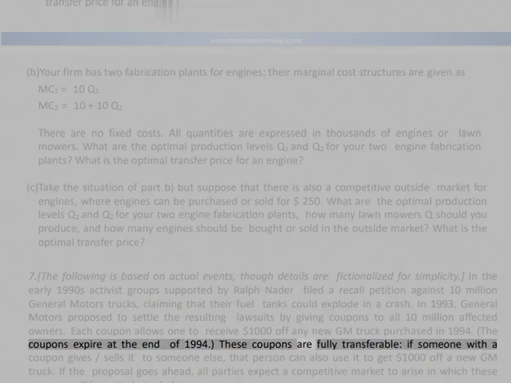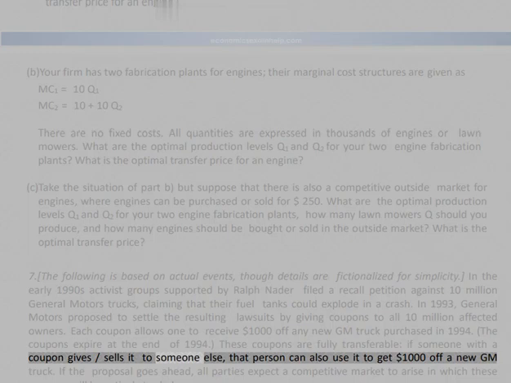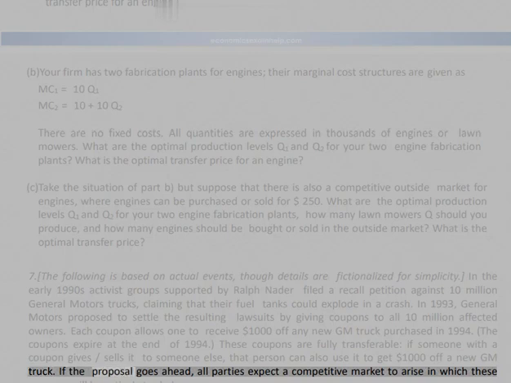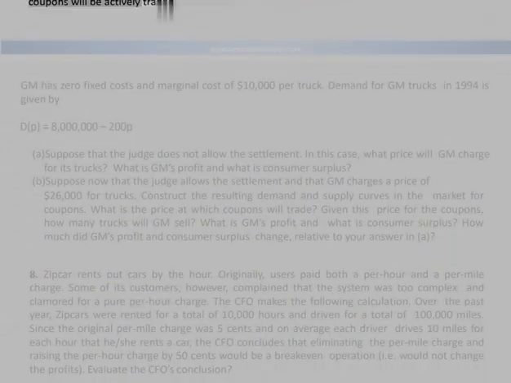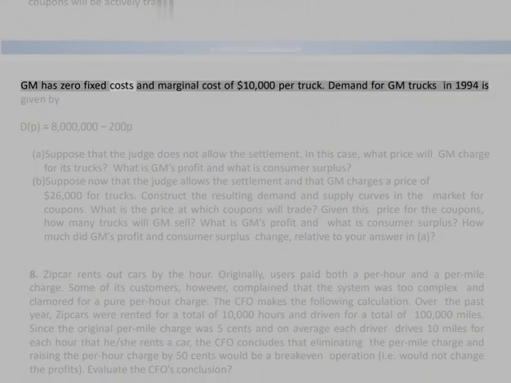These coupons are fully transferable. If someone with a coupon gives or sells it to someone else, that person can also use it to get $1,000 off a new GM truck. If the proposal goes ahead, all parties expect a competitive market to arise in which these coupons will be actively traded. GM has zero fixed costs and marginal cost of $10,000 per truck.